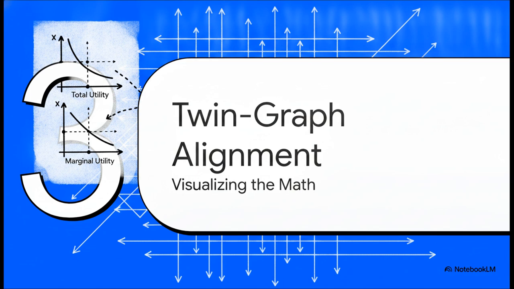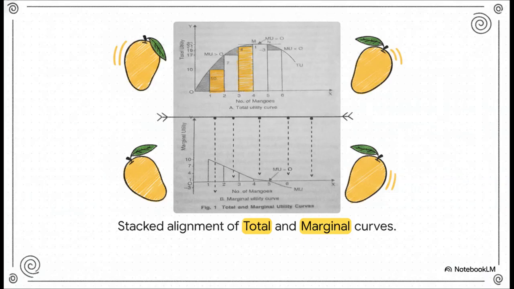Let's actually visualize this mathematical tether. This alignment is honestly brilliant. You've got the total utility curve tracking up on the top graph, mathematically locked to the downward sloping marginal utility curve on the bottom graph. And notice how they are perfectly stacked, sharing the exact same x-axis for the number of mangoes. Because they're aligned like this, you can trace a straight vertical line up from any mango on the bottom graph and instantly see exactly how that specific marginal utility is driving the total utility curve above it.